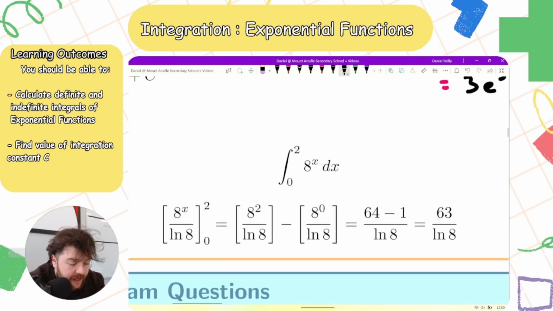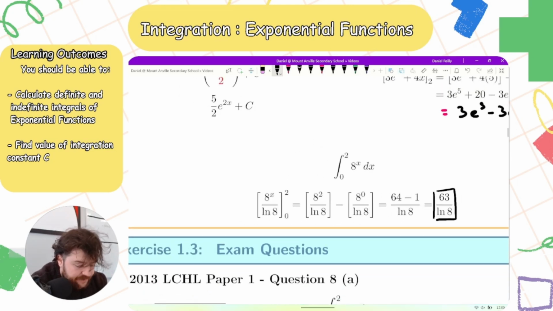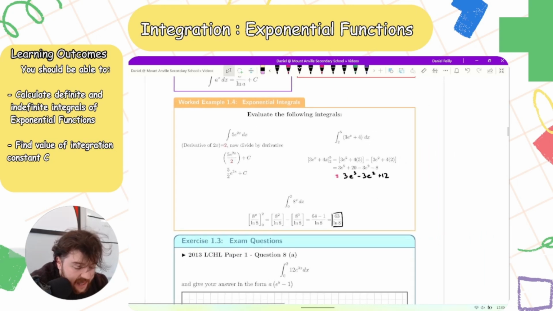And then finally, I'm integrating 8 to the x between 2 and 0. Well, that will just be 8 to the x over ln of 8, between 2 and 0. Sub it in: 8 squared all over ln of 8, minus 8 to the power of 0 all over ln of 8. And my answer finally will be 63 over ln of 8. And that is it.